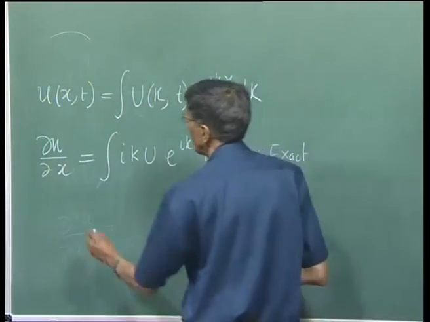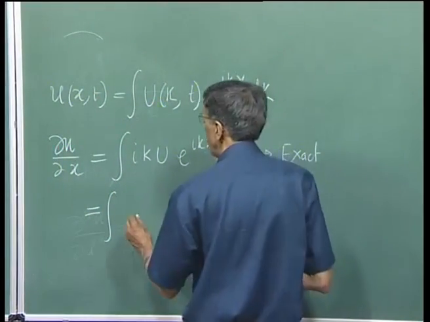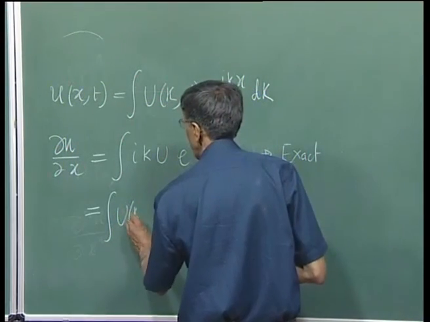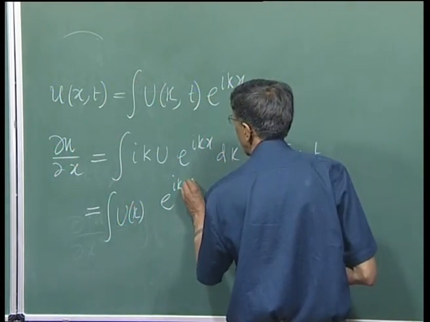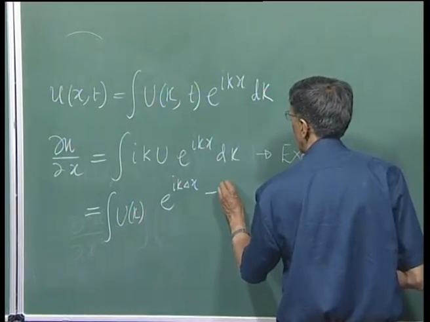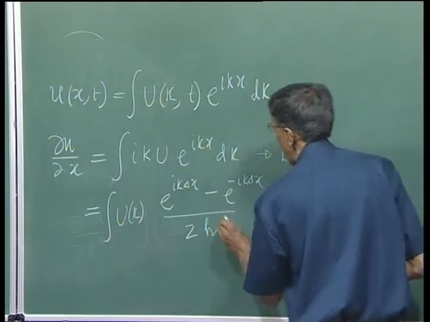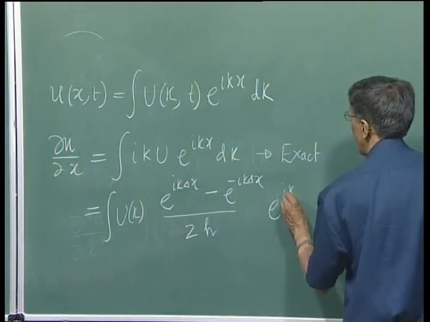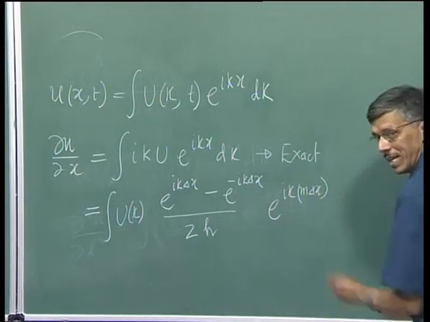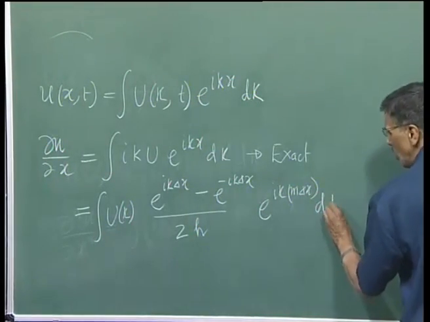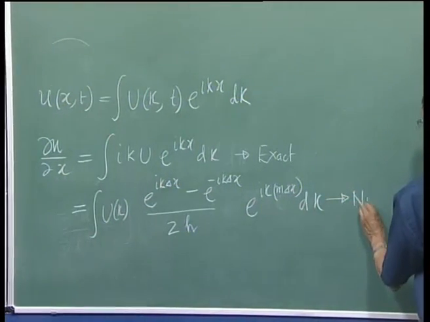right. And what we just now saw numerically, what we got: we got u of k retained as it is, and we had obtained e to the power i k delta x minus e to the power minus i k delta x by 2h, and then we had e to the power i k x, that was m delta x. That is our x, and dk. So, what happens here? This is your numerical representation.